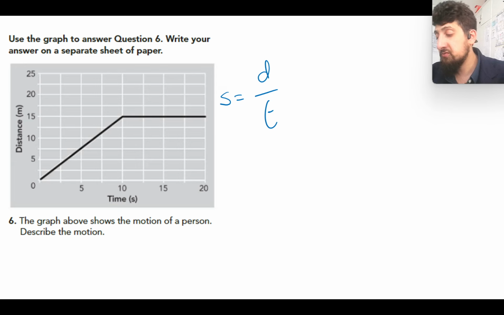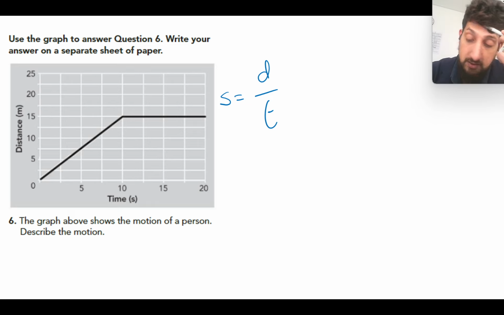How did you know it was 1.5? Well, it's 15 divided by 10, isn't it? 15 meters divided by 10 seconds, it's 1.5 meters per second. So the person is moving at constant speed, 1.5 meters per second for the first 10 seconds, and then they stop. So from 10 to 20, they just stop.